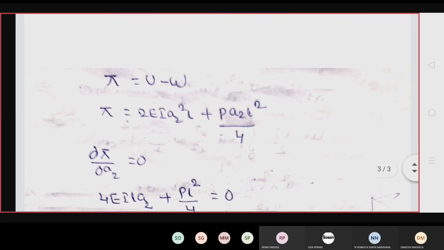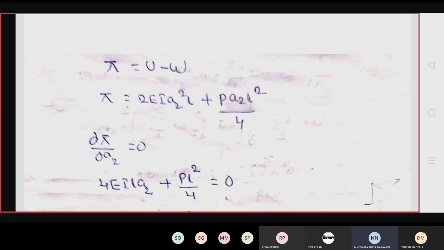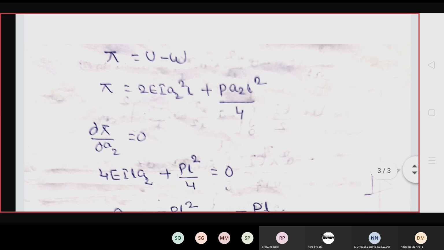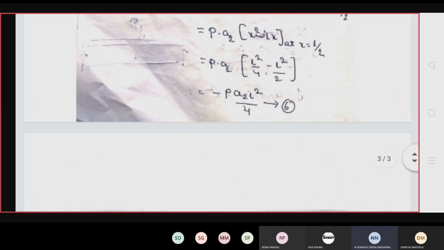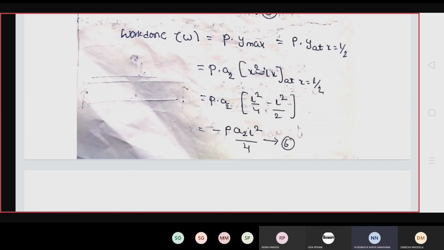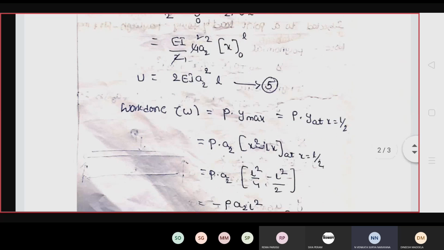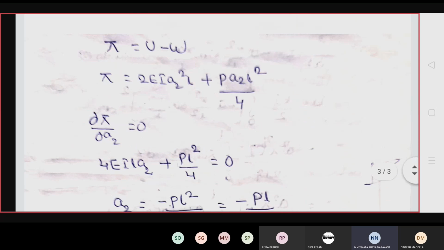Until now, we calculated pi equals U plus W. After that, I'm taking pi as U minus W. The U value was found, and the W value we already know. From those two expressions, W is minus P a2 L square by 4, and the U value is 2EI a2 square L. So I'm substituting these in the U minus W expression.